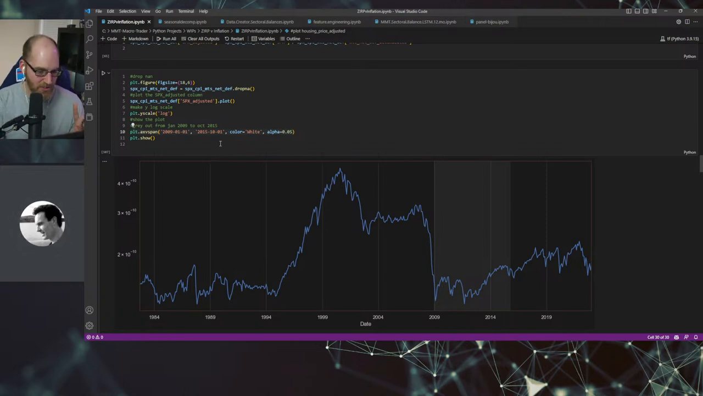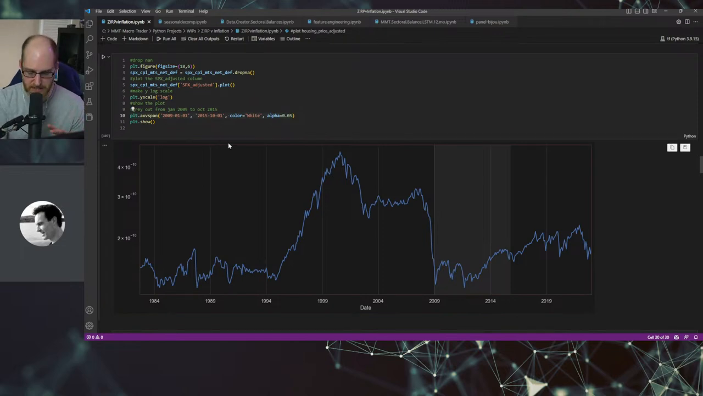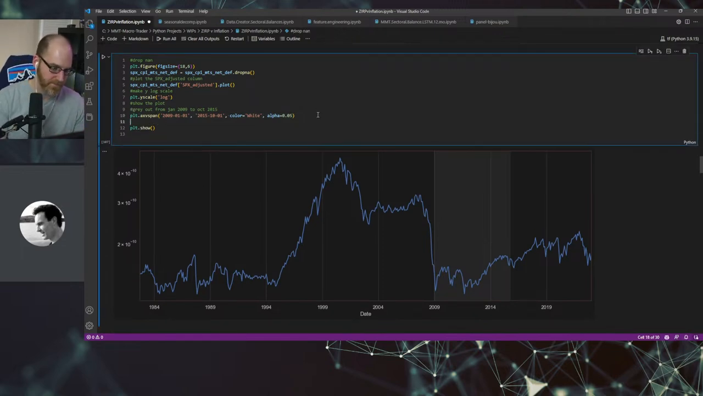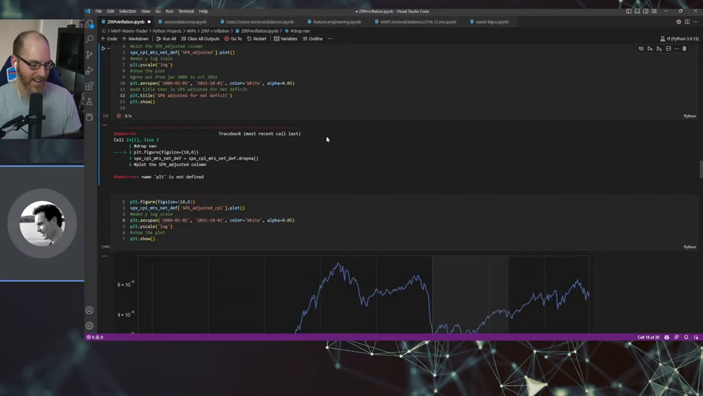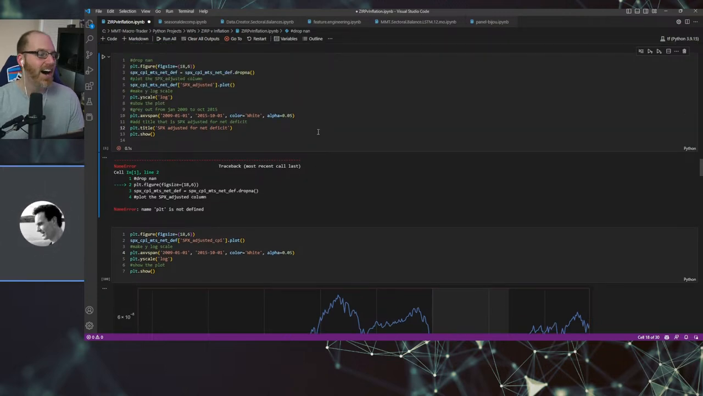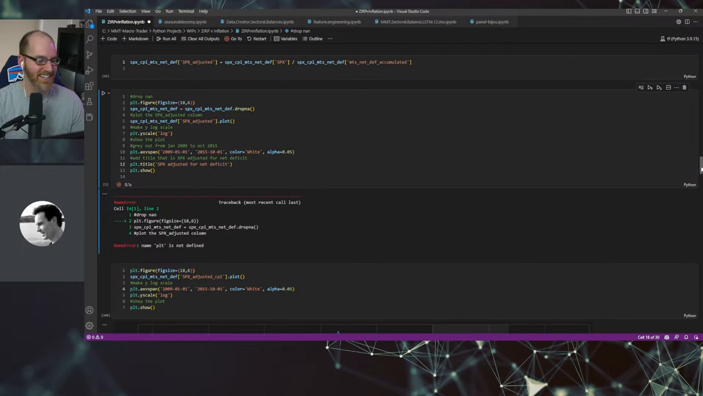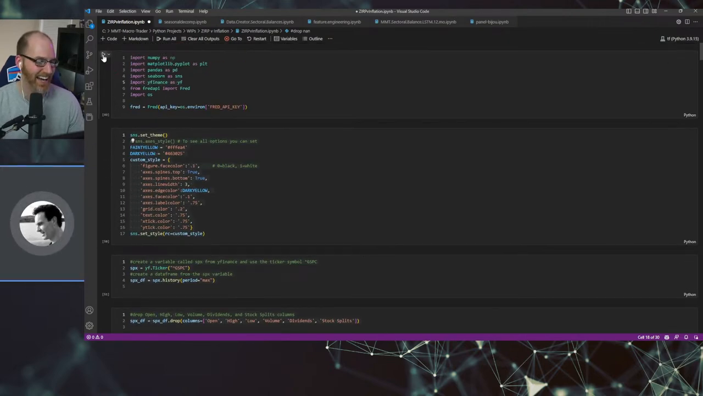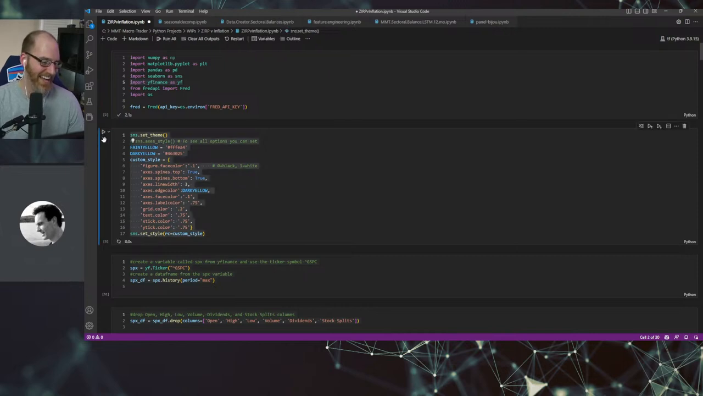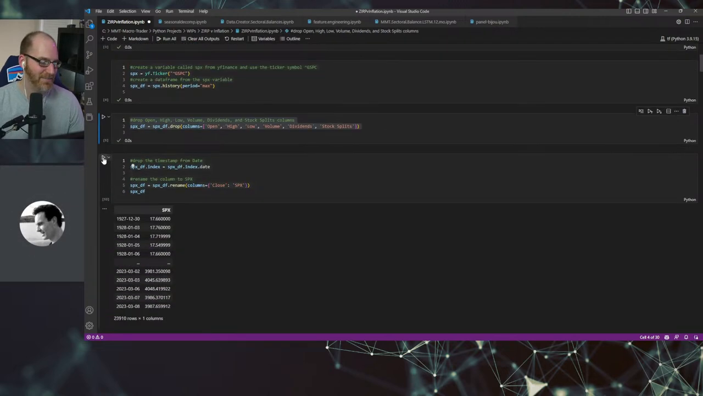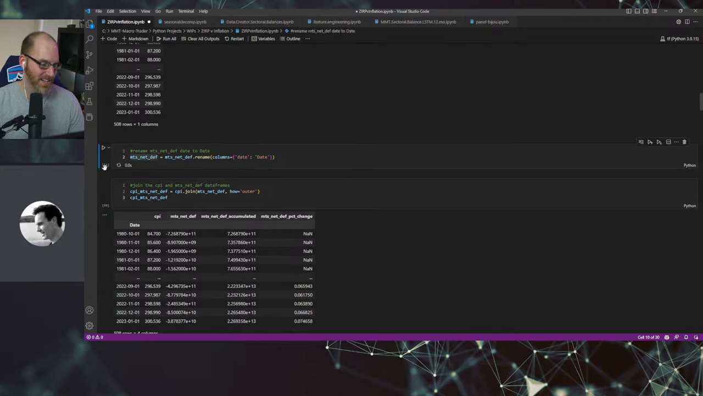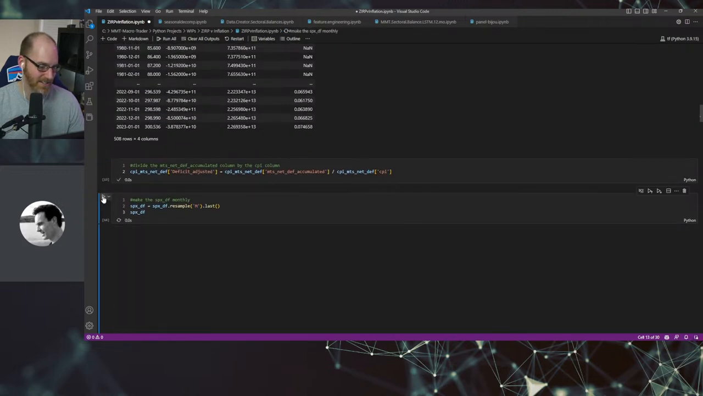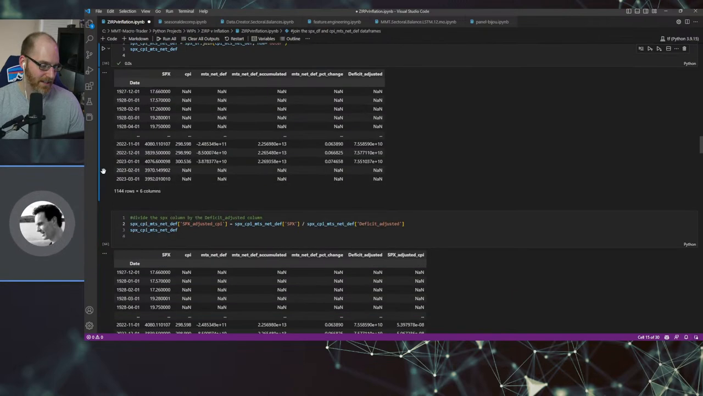Okay, chart number one is just the S&P adjusted. I forgot to put titles on this. Add title: SPX adjusted for net deficit. Oh no, plot is not defined. Do you know what I just did? I didn't run the whole thing. The kernel's not initiated. I tried to get cute, but we'll run it all. I realized that I didn't run this since I restarted. So shift enter. You've got to get off the mouse clicking nonsense.